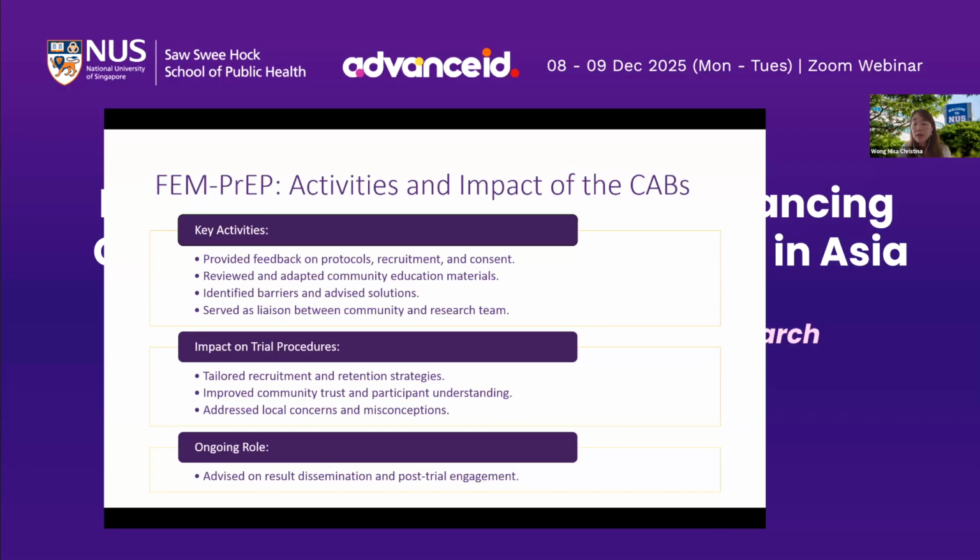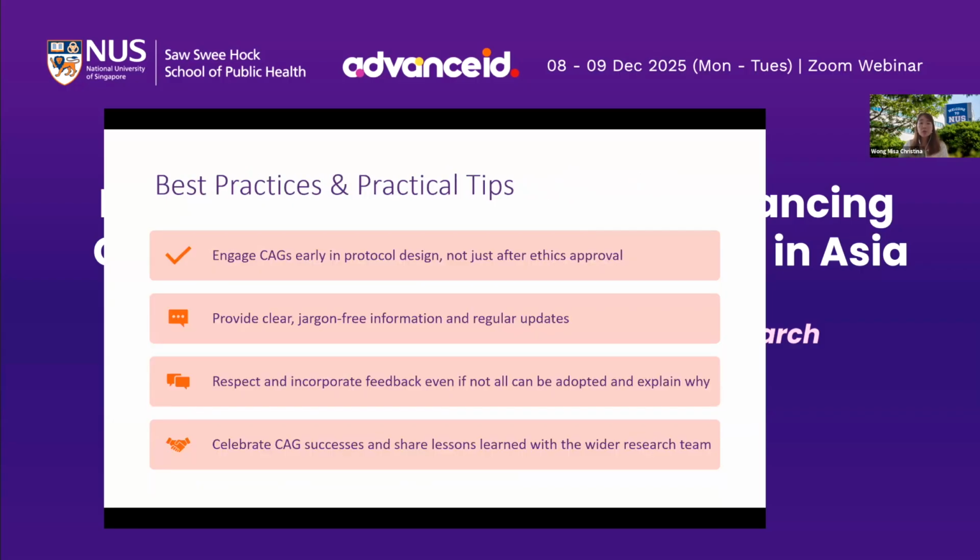And even after the trial, the CABs continued to advise the team on how to communicate results back to the participants and the broader community, and laid the groundwork for future partnerships in clinical and public health research. So before I end, I would like to share some best practices.